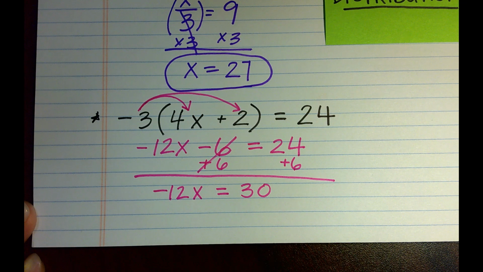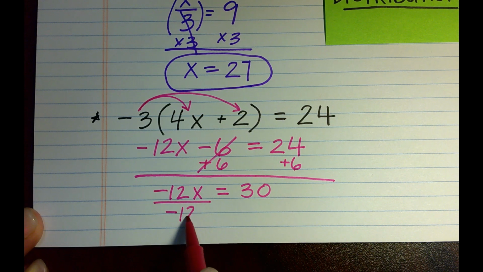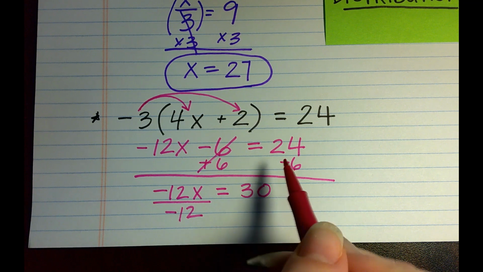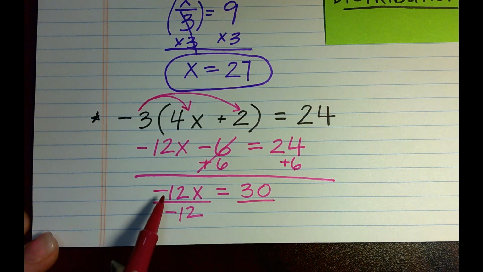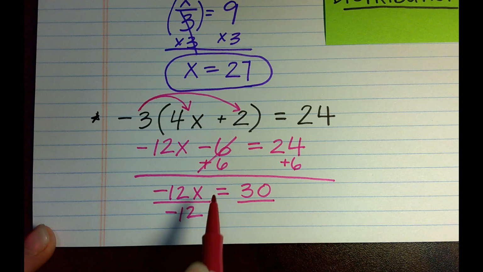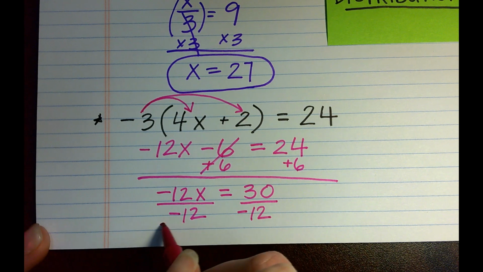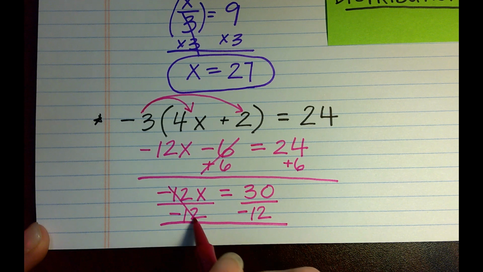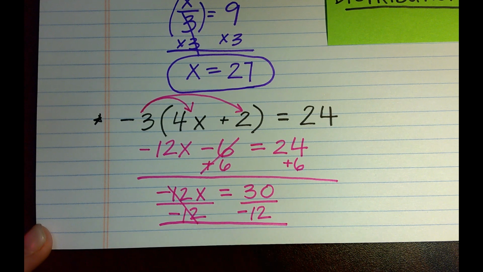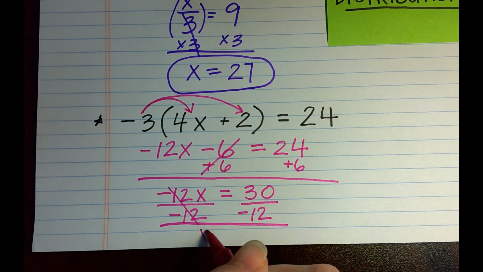What is my last step? Divide. What do I divide by? Negative 12. Good. This is another part where a lot of us make mistakes, is we'll just divide by 12 and forget the negative. That will affect your answer. So if I have positive 30 divided by negative 12, what is the sign of my answer going to be? Negative. A positive divided by a negative will give us a negative.